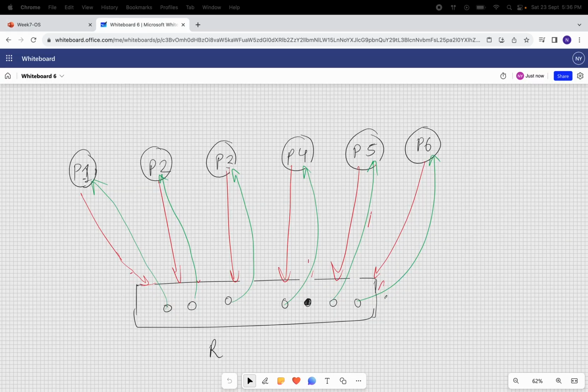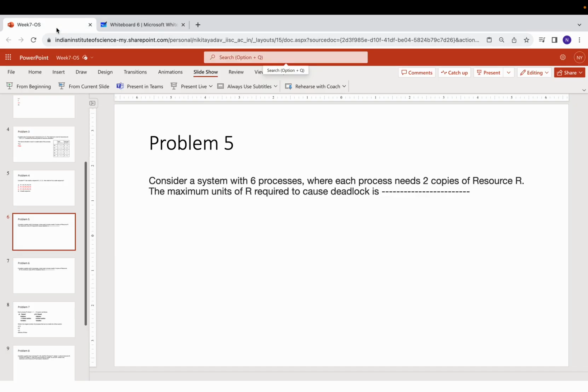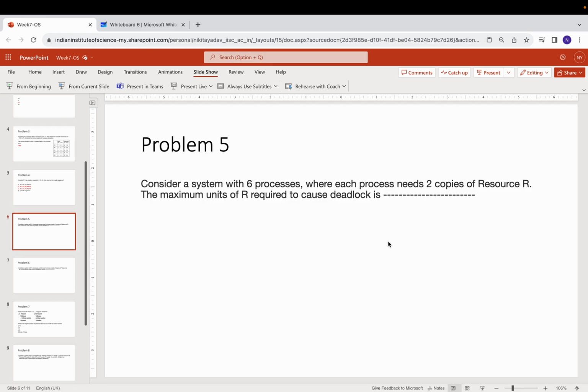Remember that if there are 6 units of this resource, it is not the case that there will be a deadlock all the time. There will be a deadlock only in the case when 1 unit is being held by each of these processes while they're requesting one more unit of resource R. Okay, so here the answer is 6.